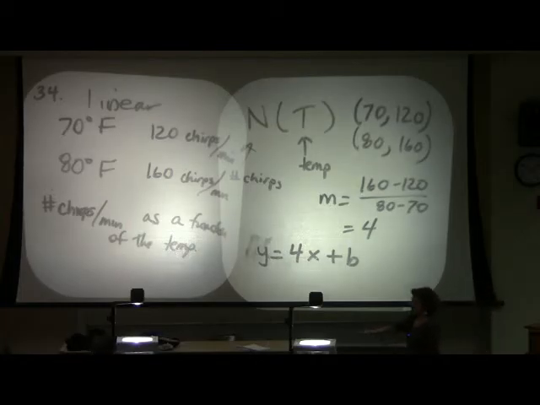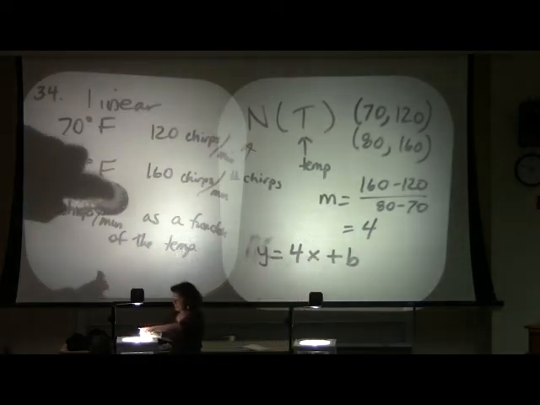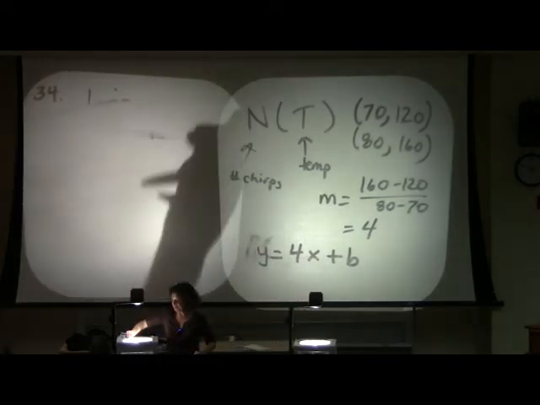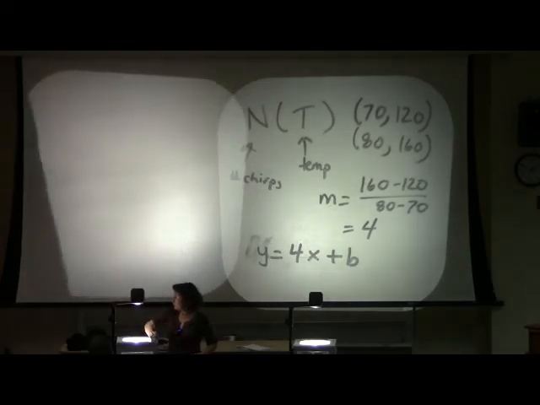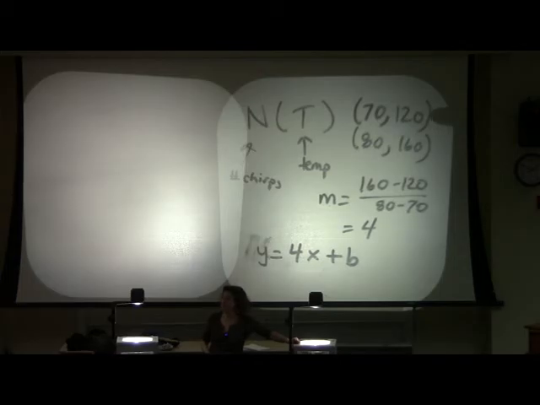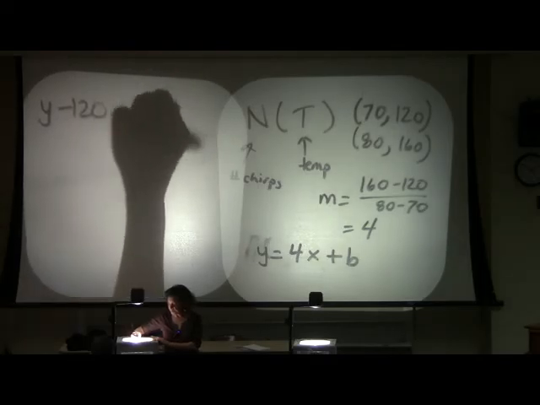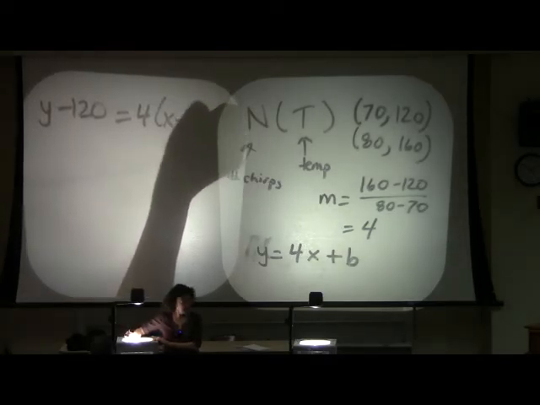Can I find my y-intercept? Absolutely. You can either use your y equals mx plus b, or you can use the y minus y1 equals m times x minus x1. This is what we've been doing. It doesn't matter which way you do it. I'll do the y minus y1 version. If you like the y equals mx plus b better, ignore me for a bit. Do it at your seat. We'll see that we get to the same place. So we have y minus 120 is 4 times x minus 70.